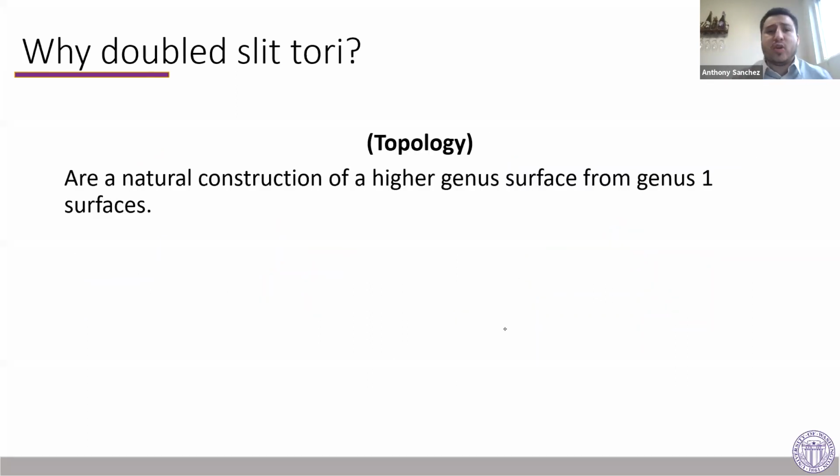So why would one be interested in double slit tori? They're a very natural construction of higher genus surfaces from a genus 1 surface. And we understand genus 1 surfaces very well from different viewpoints. So we can hope to utilize some of these techniques in this context too. Higher genus here, right, means just bigger than 1.